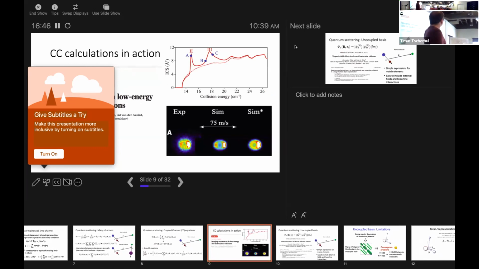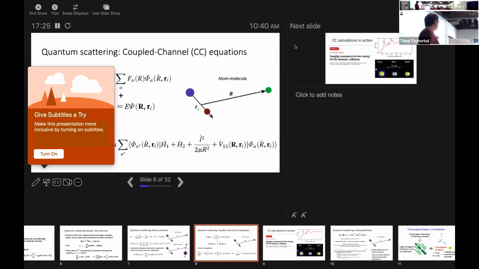Anyways, this is just one example of how this works. Basically you solve the coupled channel equations, and you can calculate the integral cross-section as a function of collision energy. They typically look like this, with peaks called scattering resonances. Then you can use the differential cross-sections to reconstruct the experimentally observed, for example, velocity images and profiles. You go to the lab frame from your calculated center of mass frame results, and you compare, and you see that the results are excellent. For this kind of system, NO plus helium inelastic collisions, the potentials V12 are so accurate.